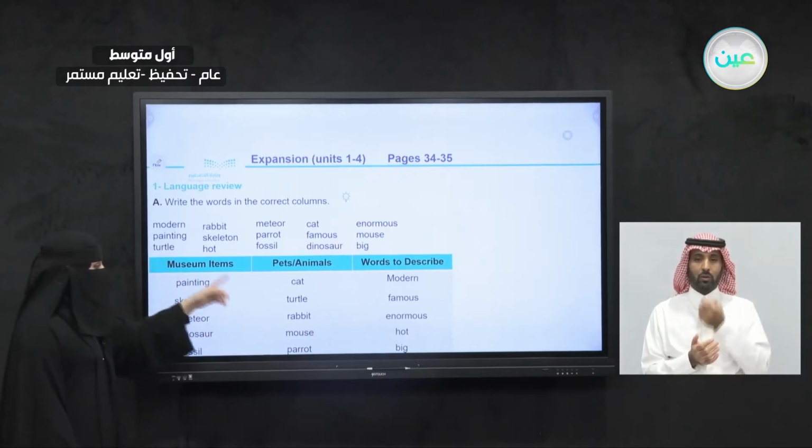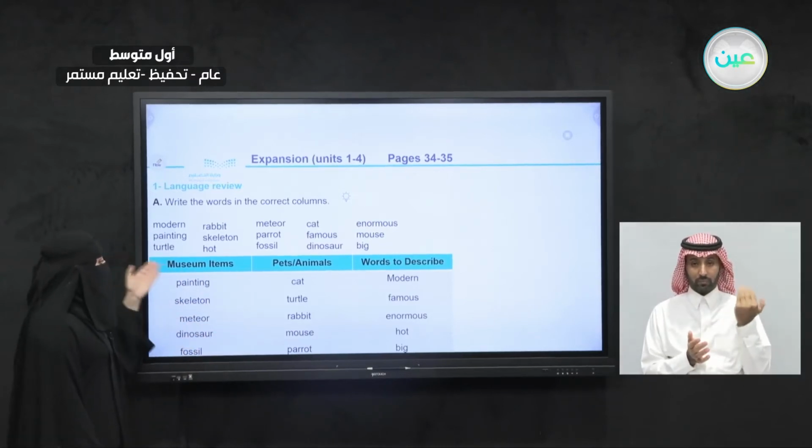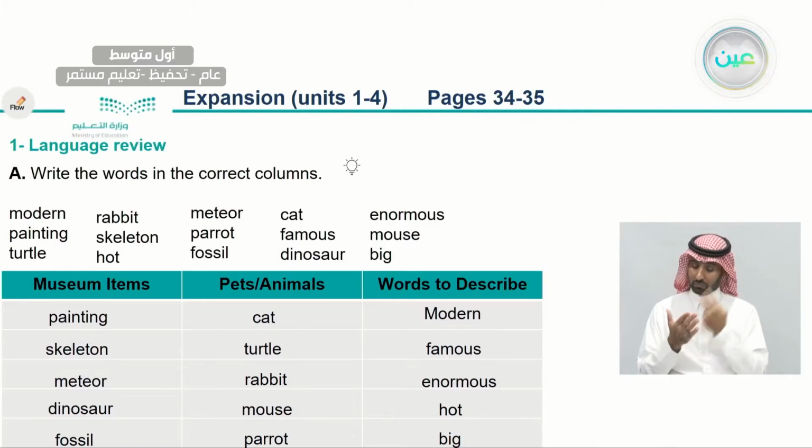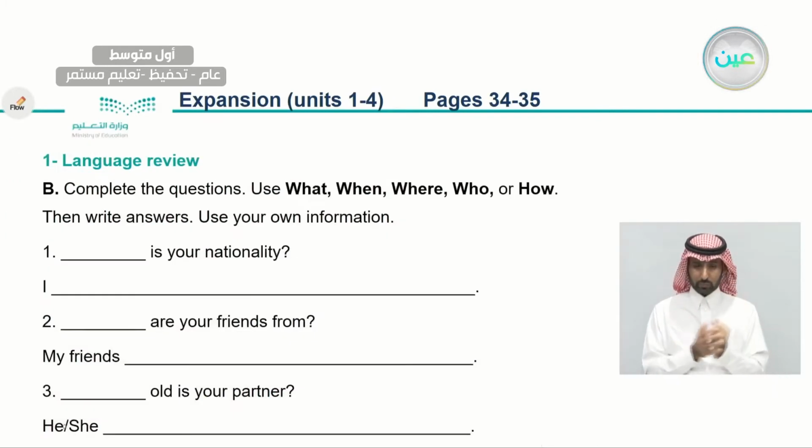So now let's take a quick review. Museum items such as painting, skeleton, meteor, dinosaur, and fossil. Make sure you practice the spelling, it's a good idea. Pets and animals, we know cat, turtle, rabbit, mouse, and parrot. And remember their lifespan. Okay, it's a good idea to go back and check, refresh your memory. Words to describe: modern, it's the opposite of old. Famous, like it's well known for everyone. Enormous, like the dinosaur skeleton. Hot and big.